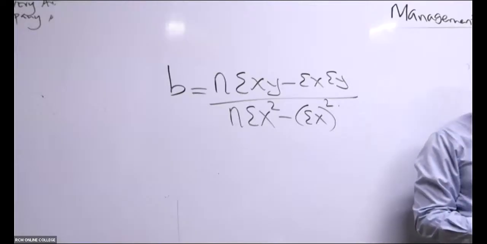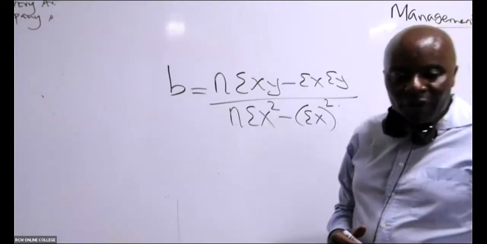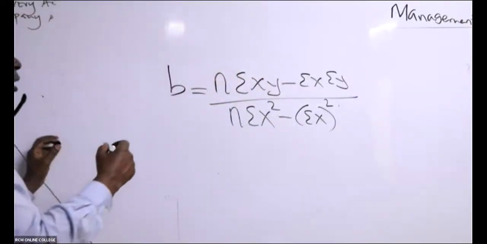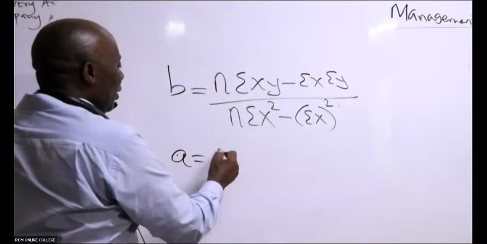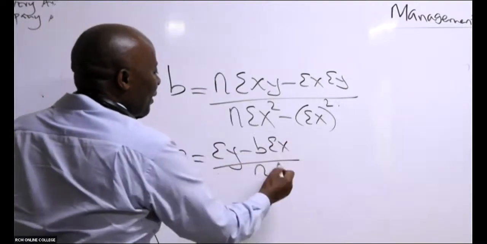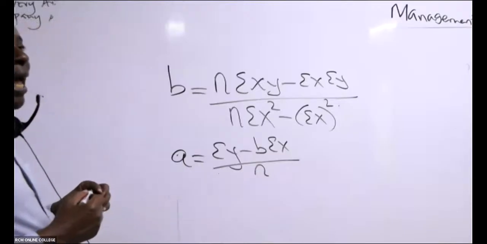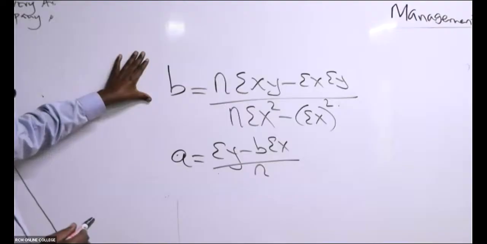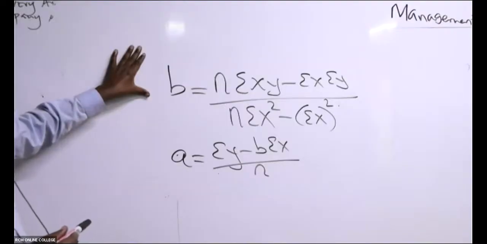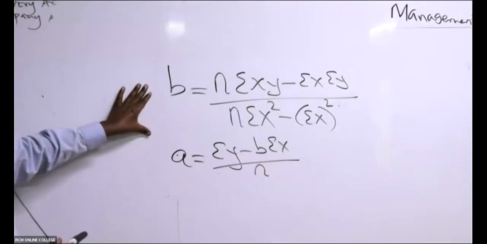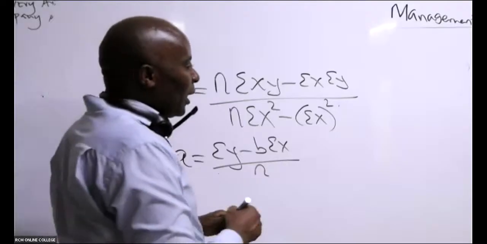Best subject in CPA. And then, ladies and gentlemen, having gotten that, how do we get our A? To get our A, we shall take summation of y minus b summation of x divided by what here, somebody? N. So anytime they want us to give them the value of b, this is how we shall be getting it, and this is how we shall be getting the value of what here? A.